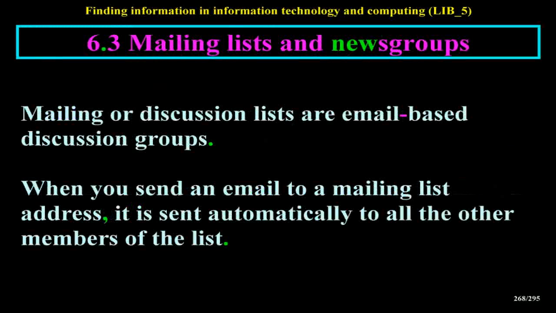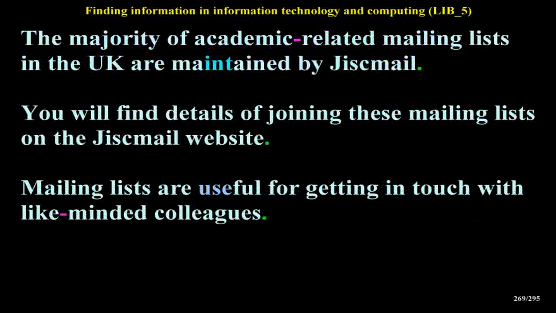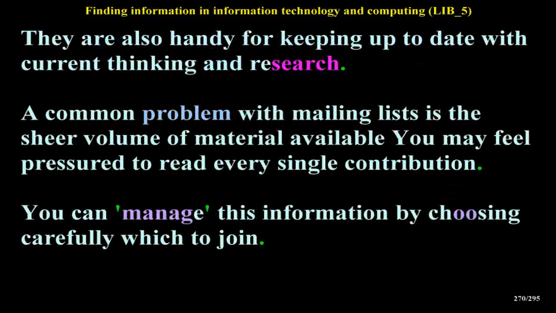6.3 Mailing lists and newsgroups. Mailing or discussion lists are email-based discussion groups. When you send an email to a mailing list address, it is sent automatically to all the other members of the list. The majority of academic-related mailing lists in the UK are maintained by JISCmail. You will find details of joining these mailing lists on the JISCmail website. Mailing lists are useful for getting in touch with like-minded colleagues. They are also handy for keeping up to date with current thinking and research.